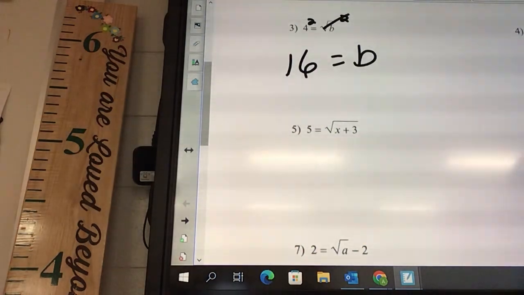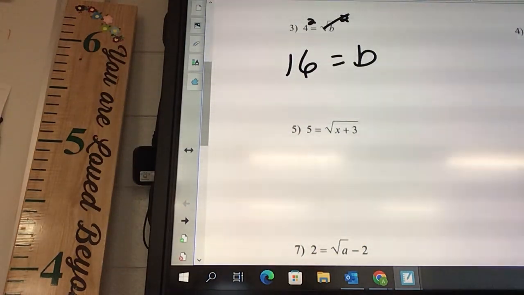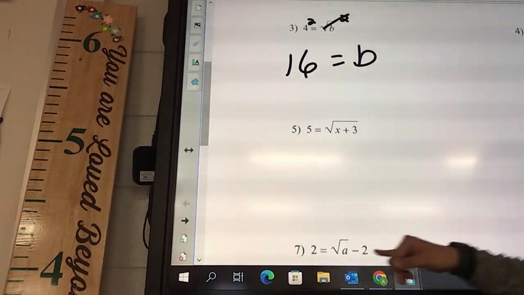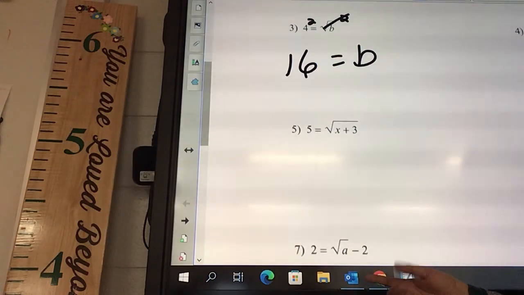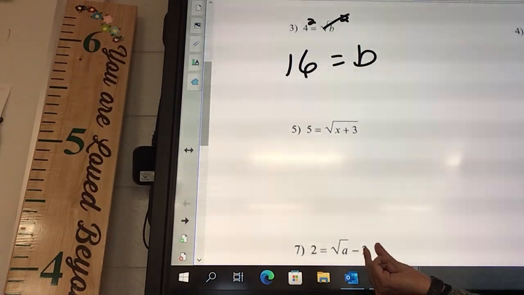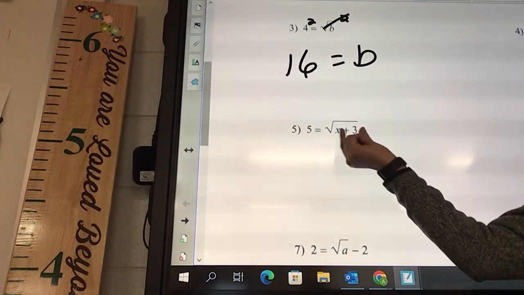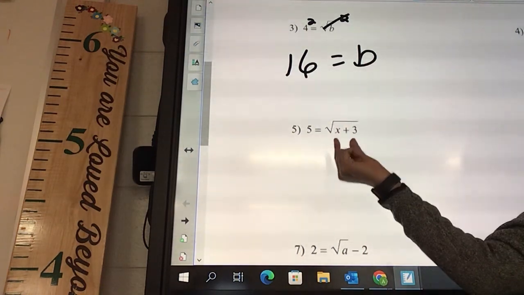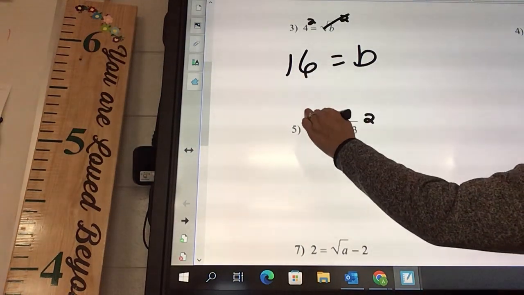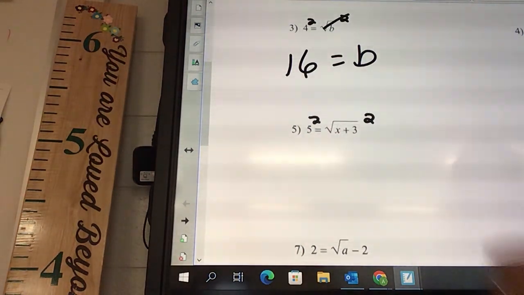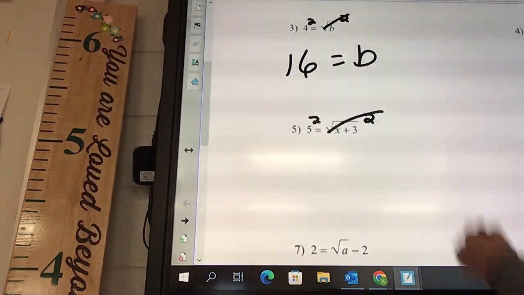Okay, 5. Is the square root by itself? Okay, so look at number 7 versus number 5, because there's a difference. So 7, see how that 2 is on the outside of that square root? That's what I'm talking about. So you can't do anything inside the square root until you get rid of it. So your first step is going to be to square both sides. And this cancels the square and that square root.